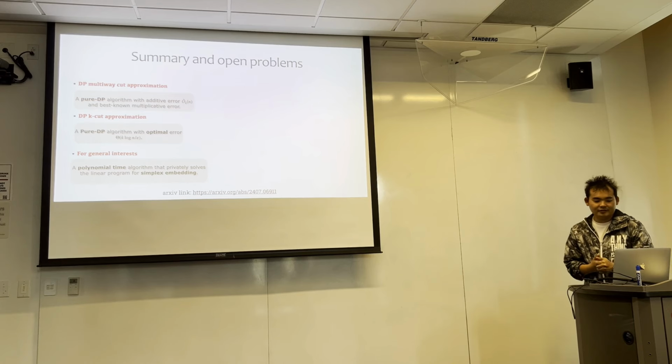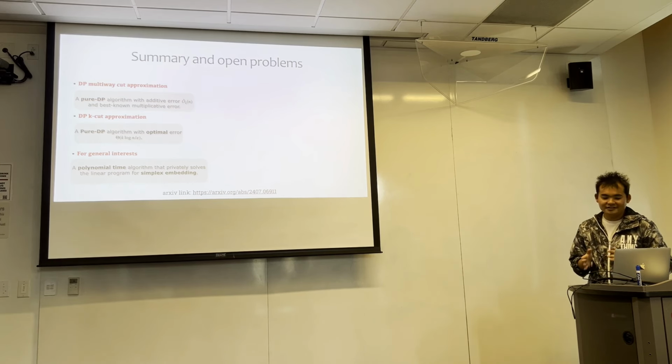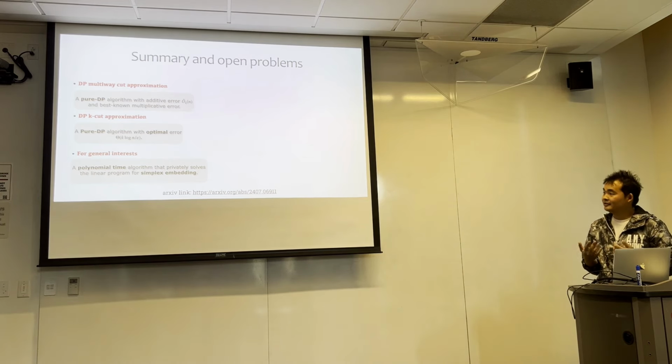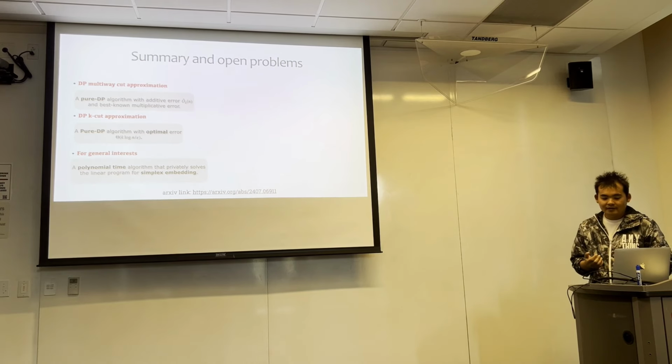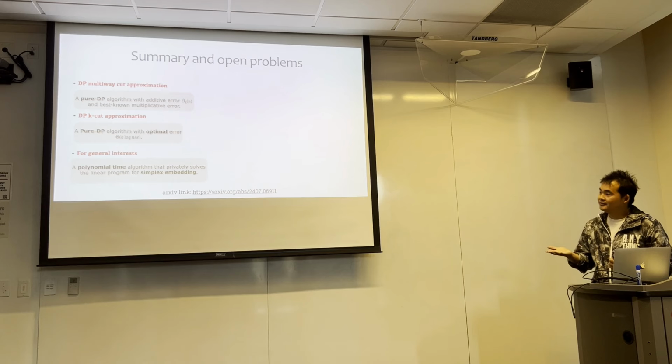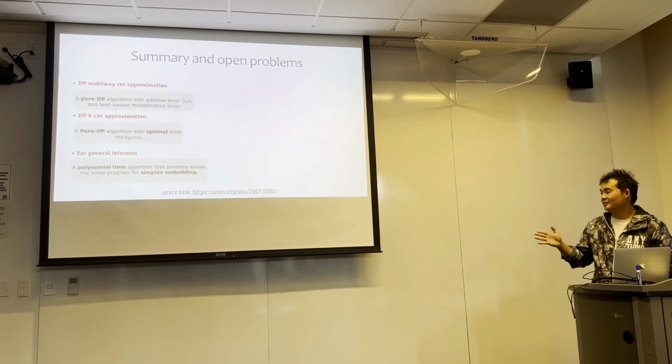Okay, so for a brief summary, we figured out efficient and private algorithms, together with tight lower bounds, for two fundamental combinatorial problems. It's very interesting to see that even though they are very similar problems, they inherently have very different privacy costs. For multiway cut, the tight error bound is n log k, but for k-cut, the tight error bound is k log n.